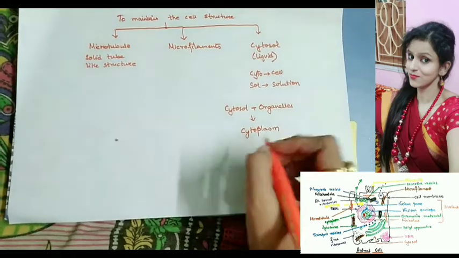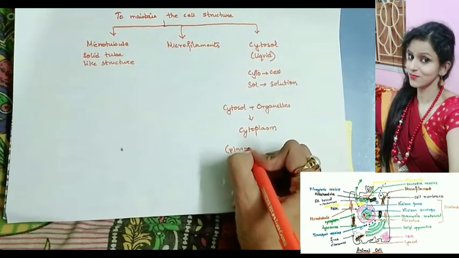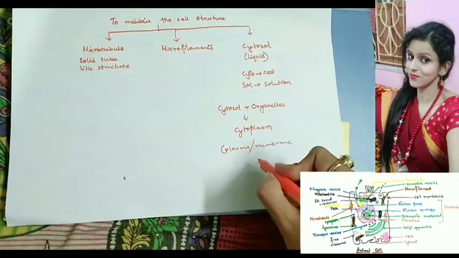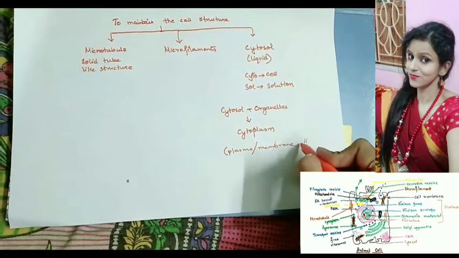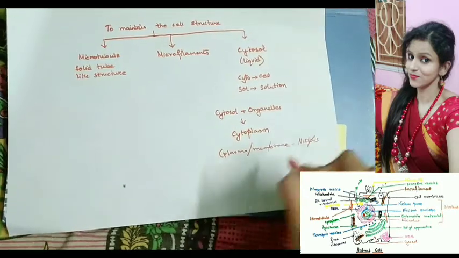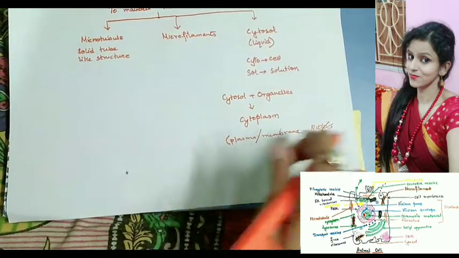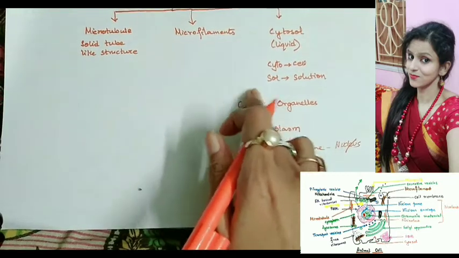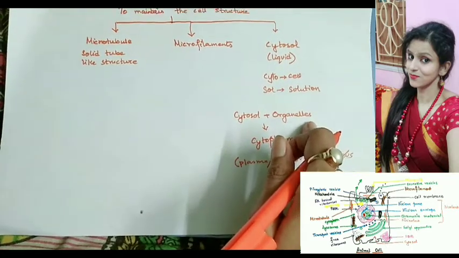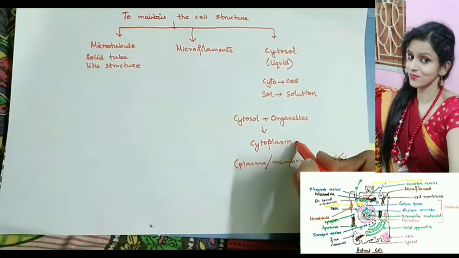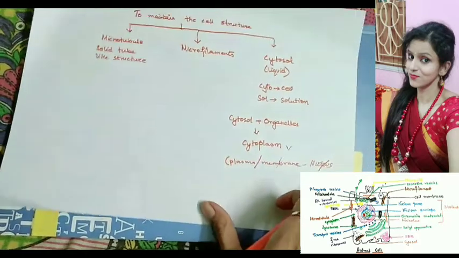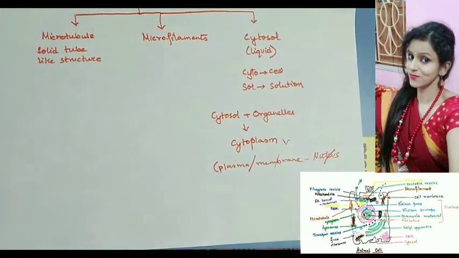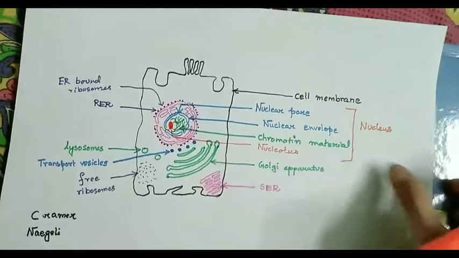So cytoplasm is actually what we get if we deduct the plasma membrane and do not consider the nucleus. Without considering the plasma membrane and the nucleus, if we only consider the cytosol and the organelles above this cytosol, then that is known as cytoplasm. Now again let me bring the diagram which I was using. Let me bring that paper once again for you.